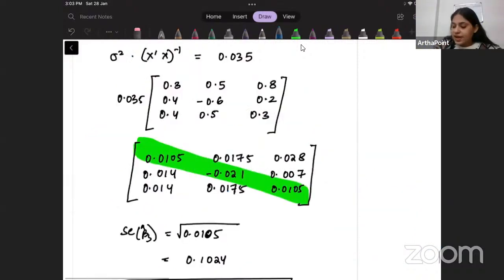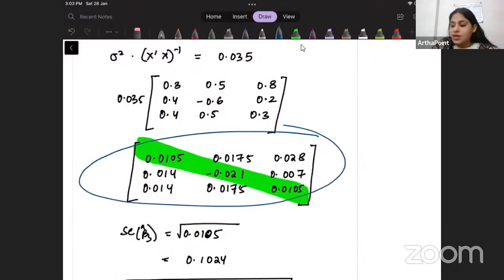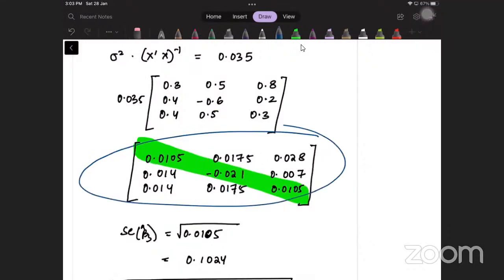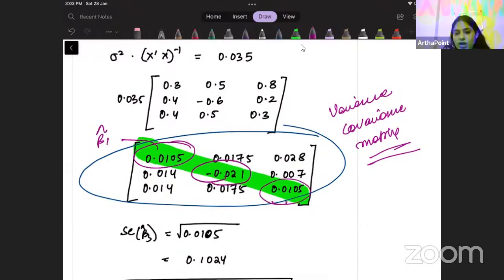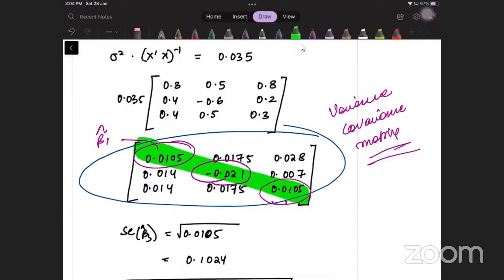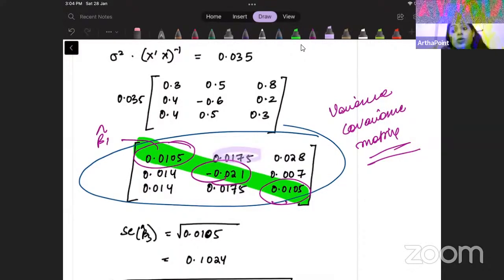Now when you multiply, you will actually get this matrix. This matrix is called the variance covariance matrix. This is the variance of beta 1 hat, variance of beta 2 hat, variance of beta 3 hat, and actually the remaining values are covariances. Now here they have given wrong values because covariance should match. The value that comes here, exactly the same value should come here.